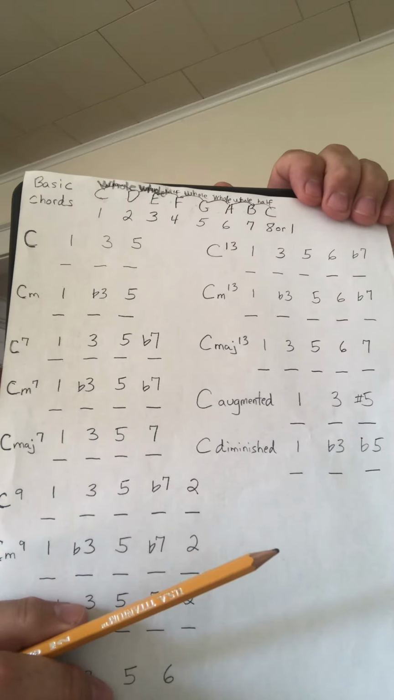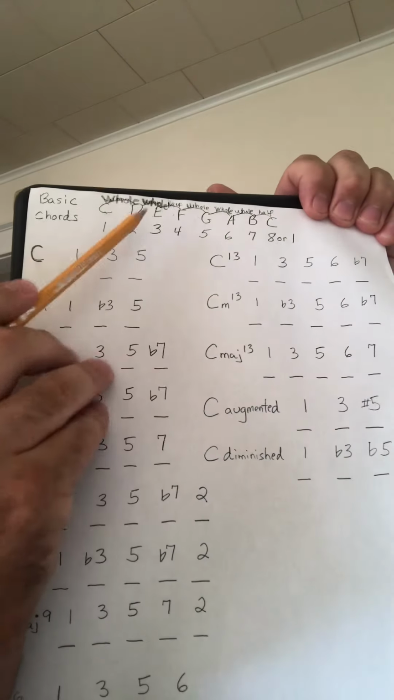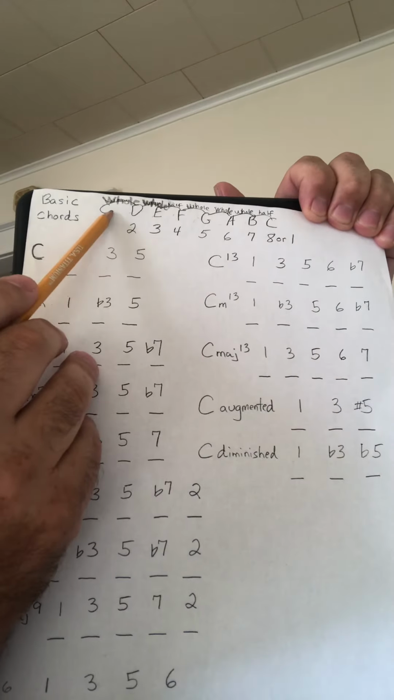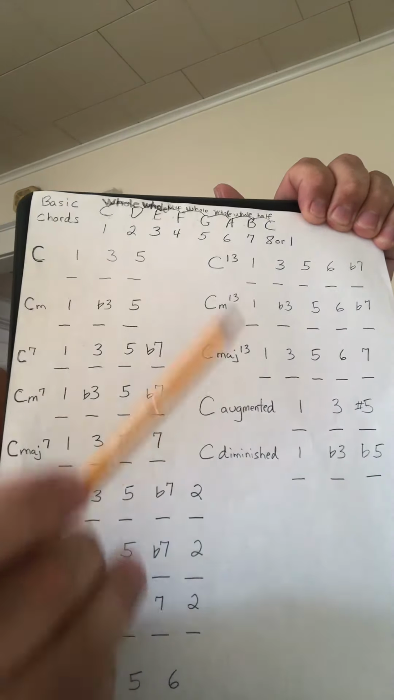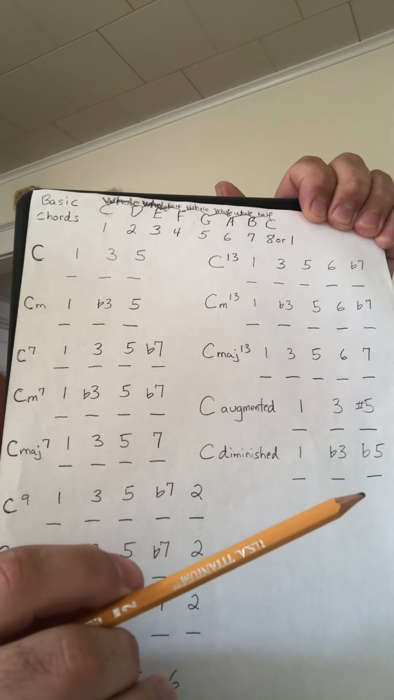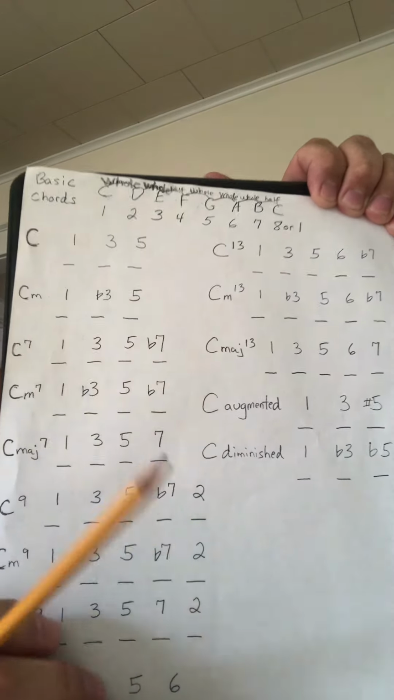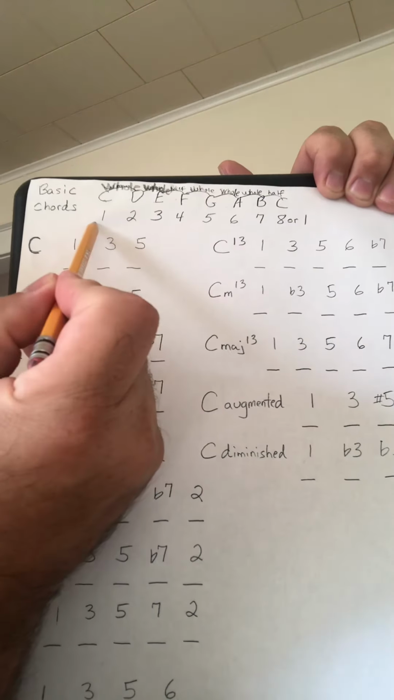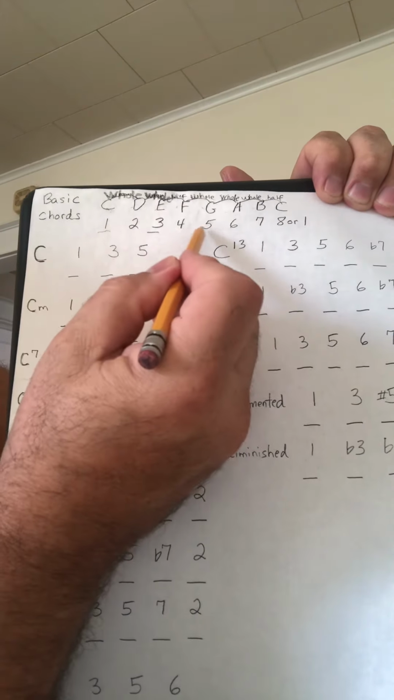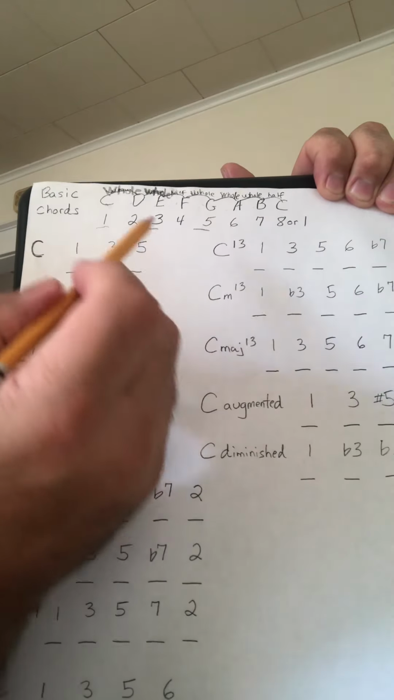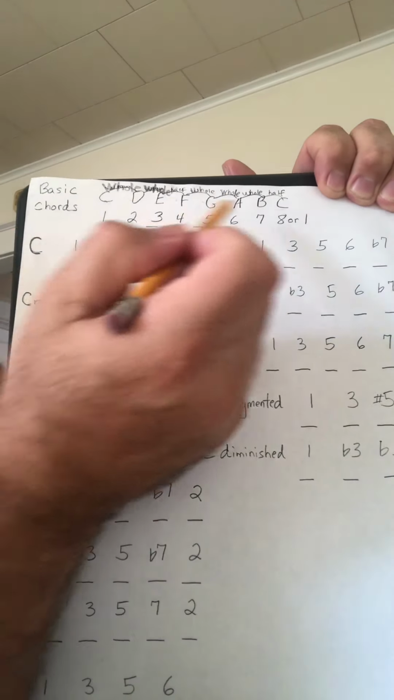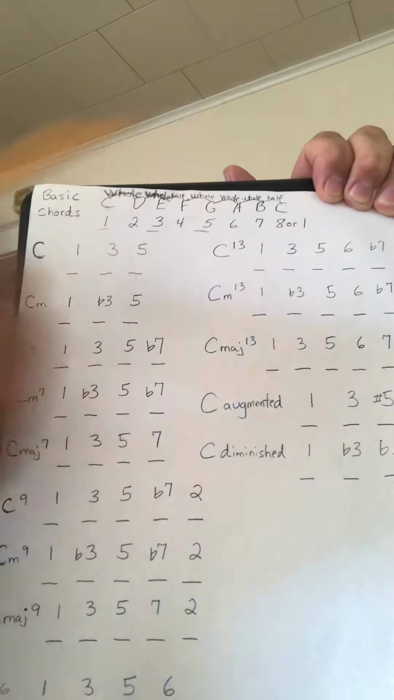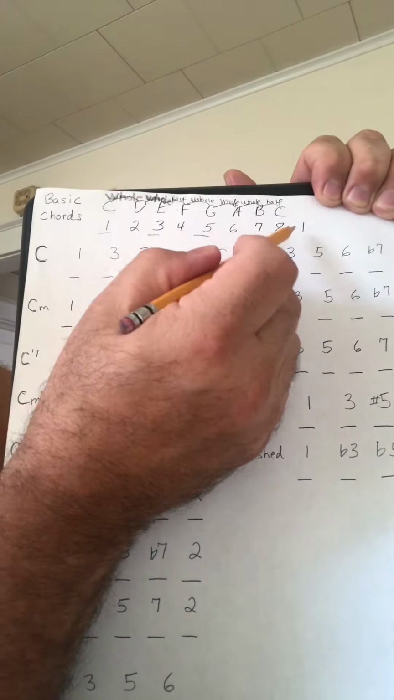Now the wonderful thing about writing out 1 through 8, and writing the letters above it, you can see how chords are formed. So if we're in a C major chord, we just play the first, the third, and the fifth. After you write this all out, C through C and 1 through 8, I like to put the numbers 8 and 1 there.